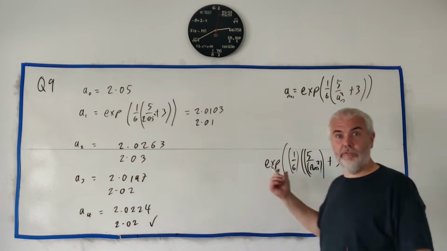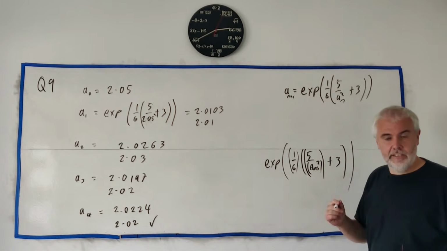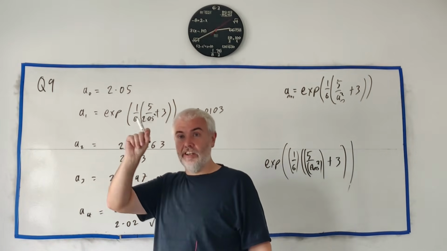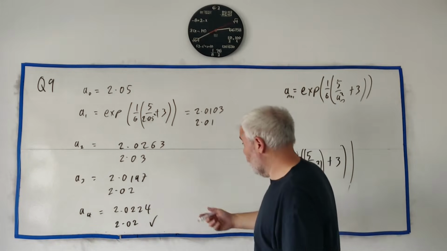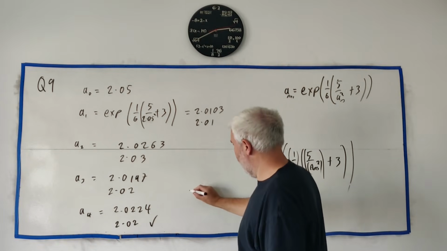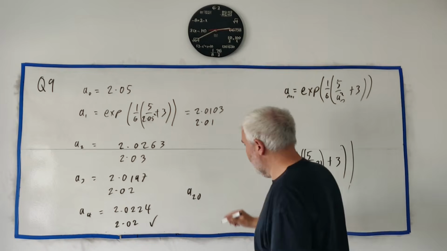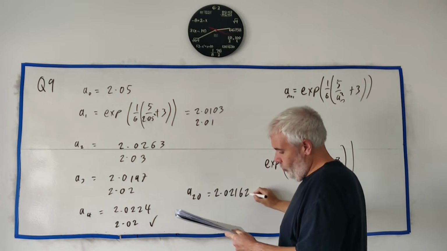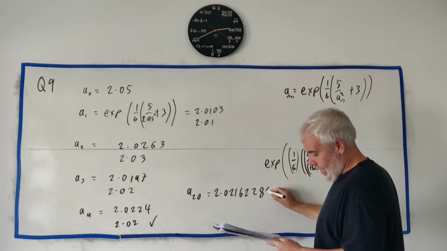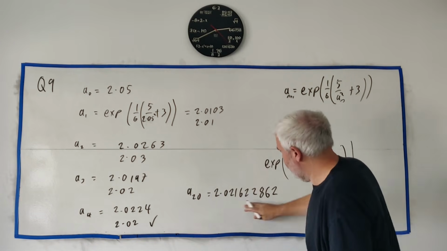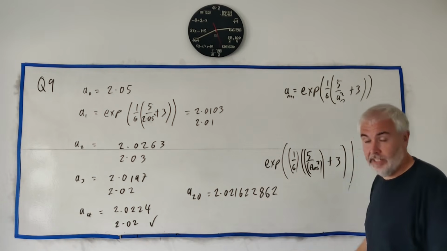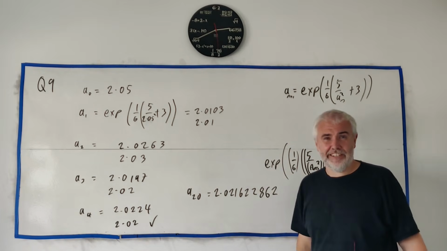A good advantage of doing it on your calculator like this is that you can just press equals 10 times until your calculator stops changing even. If you were interested in the perfect answer, maybe probably 120 or something, A20 comes out as 2.021622862. This is accurate to 9 decimal places. Not that you need that.